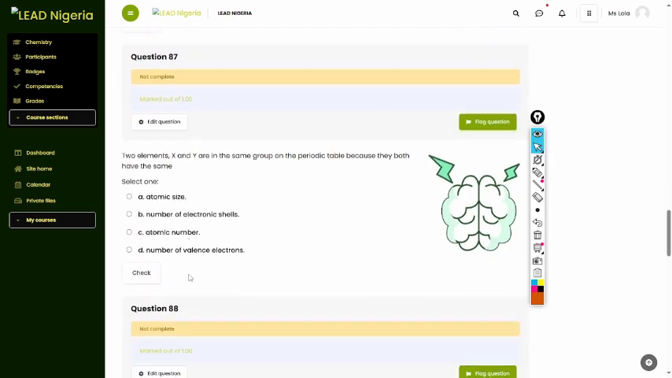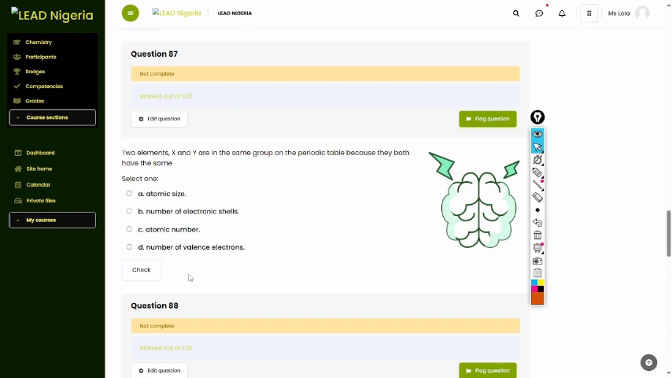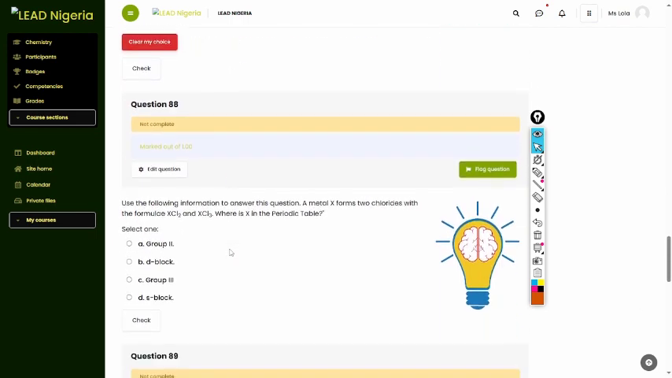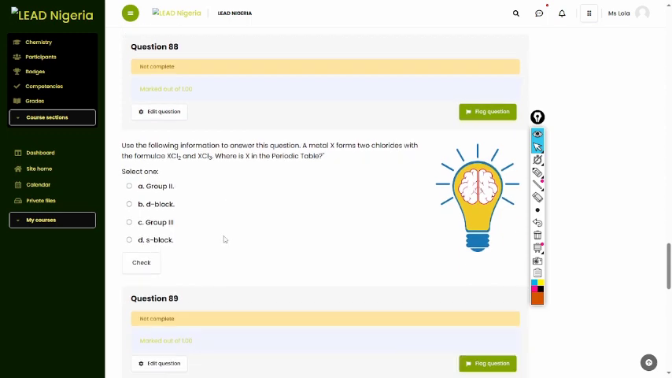Okay. Two elements X and Y are in the same group on the periodic table because they both have the same. So elements in the same group of a periodic table contain the same number of valence electrons, which is the same number of electrons in their outermost shell. Use the following information to answer this question.